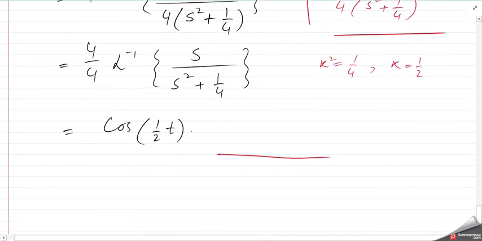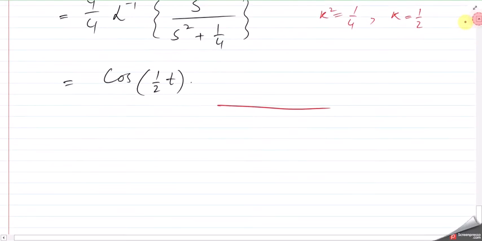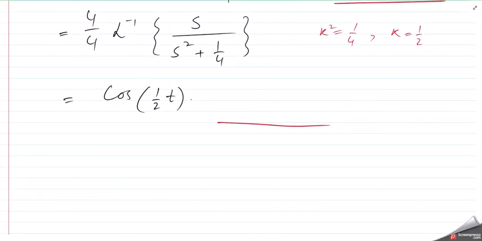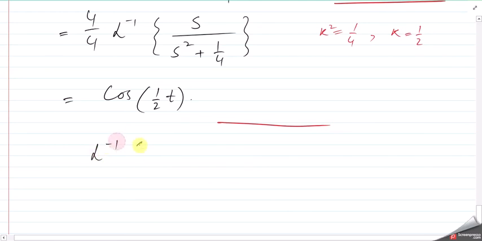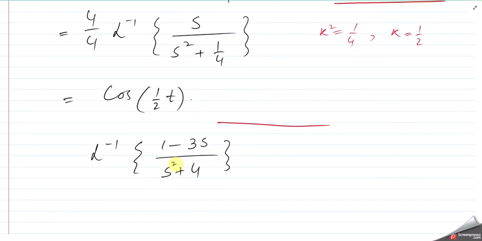Right, let's do one last problem. This one is Laplace inverse of 1 minus 3s over s square plus 4. Okay. Right. So pause the video again and have a quick look at the problem. How would you do it?